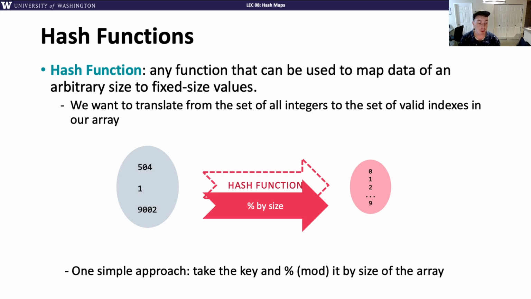One simple approach to do this is to take the key and mod it, with a little percent sign, by the size of the array. So for example, 9002 mod 10 is 2. So we can maybe say it's stored at index 2.